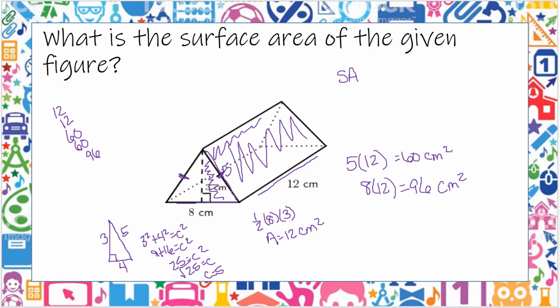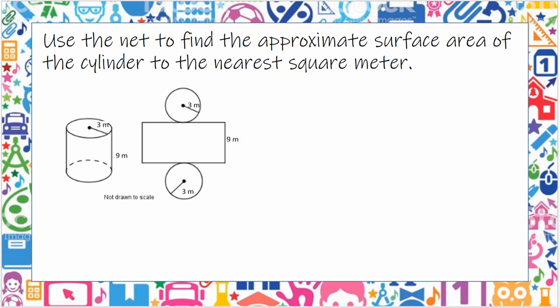12 plus 12 plus 60 plus 60 plus 96 gives me a surface area of 240 centimeters squared. Use the net to find the approximate surface area of the cylinder.